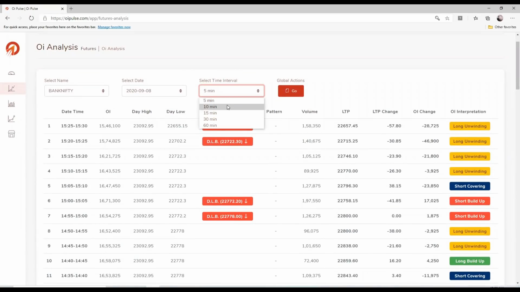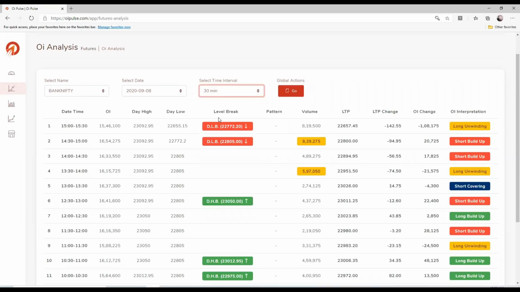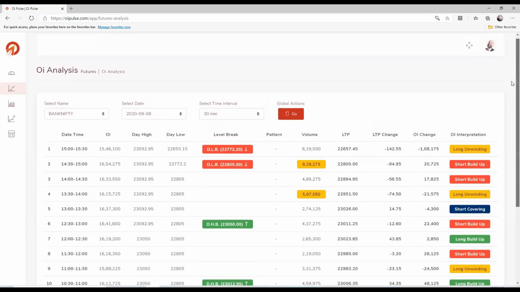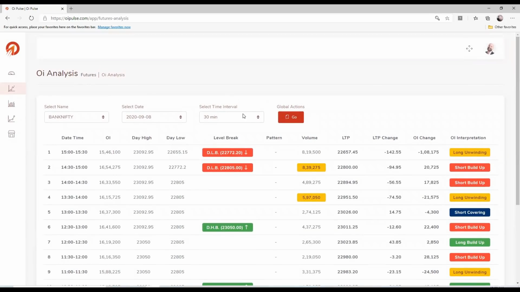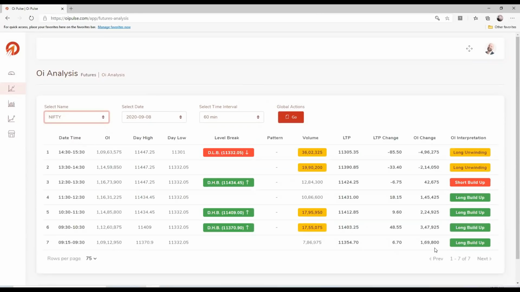But some traders use a 10-minute time frame and also a 30-minute time frame to get some clarity. Mostly I will be using 5, 15, and 60. But we have given different options, as different traders have different attributes for taking a trade, and you'll be able to use them. This is for Bank Nifty. Similarly, you will be able to see it for the Nifty as well.